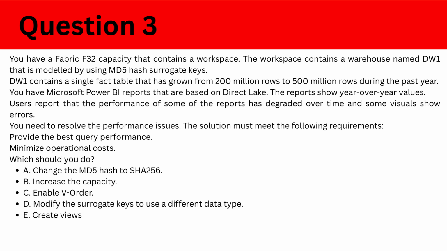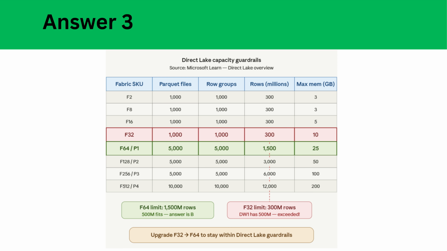This is the trap. Every Fabric capacity SKU has specific limits on how many rows per table Direct Lake can handle. And here's the critical number. F32 supports a maximum of 300 million rows per table. Our fact table has 500 million rows. It blew past the guardrail.